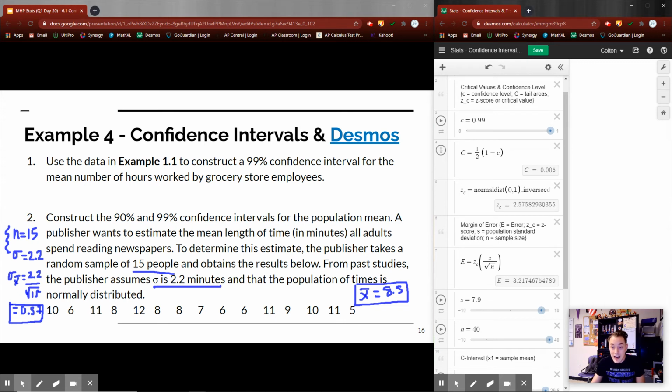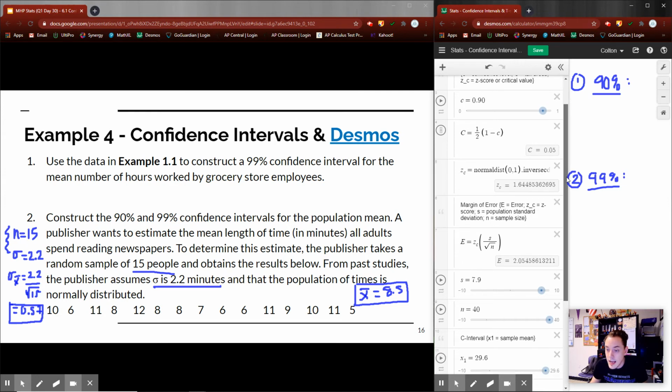I do want 90 to start with. Now, notice I'm only doing 90 first. So I want both 90 and 99. So let's do 90 first. And I'm just going to write that over here off to the side, actually. First, let's do 90% confidence. And then down here, we'll do 99% confidence. Okay? So let's do the first one, 90%.